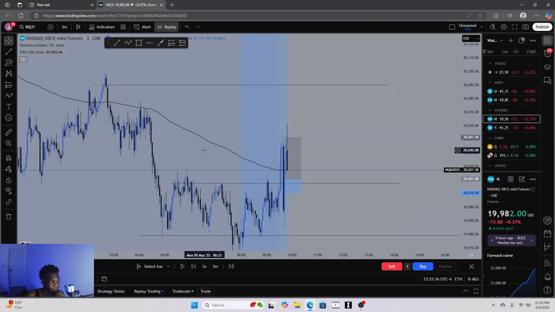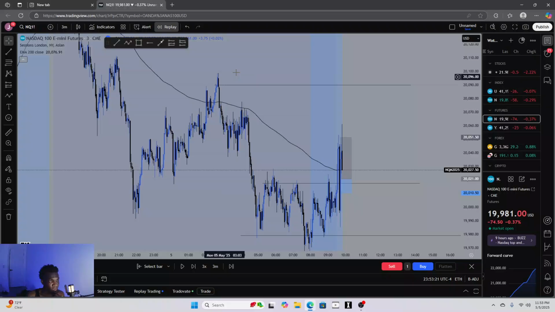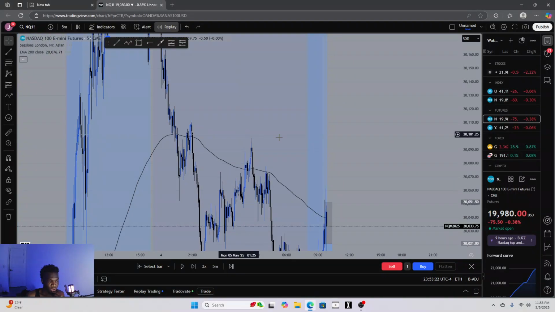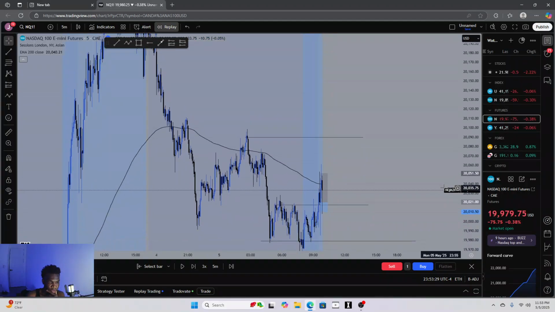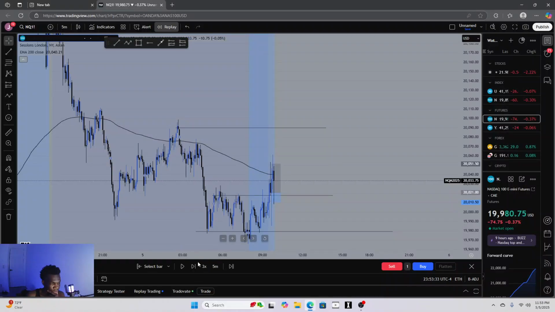I kind of had a feeling that price would want to take out these highs right here, which are London highs. Since we see 2 a.m., 3 a.m. right here, there's London highs, and price did that. It basically was a trending market all day today. So that was my A+ setup right there, just off one contract.